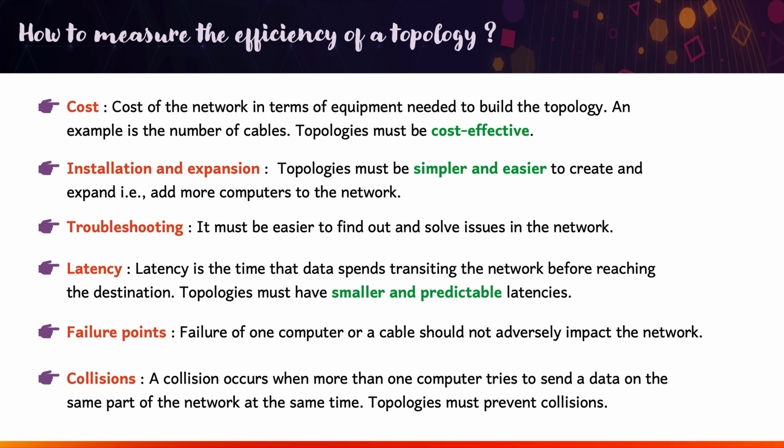And then the last but very important metric for measuring the efficiency of a topology: collisions. What is a collision? Imagine we are 10 people sitting in a room and all of them are talking to each other very loudly. It means our words cannot be heard by the intended recipient clearly. People will start asking, what did you just say? I could not hear. There is a lot of crosstalk. Such a thing could also happen in computer networks.